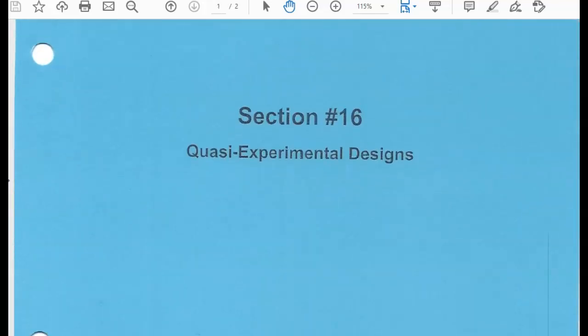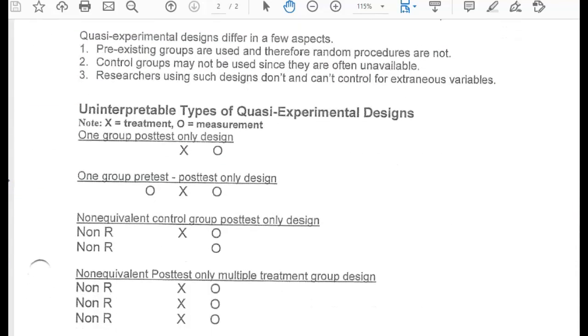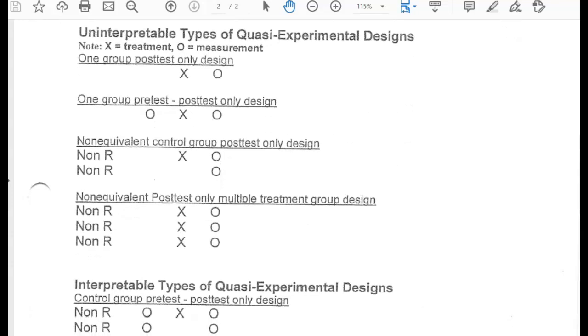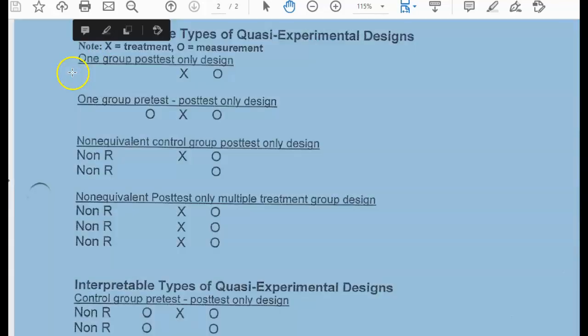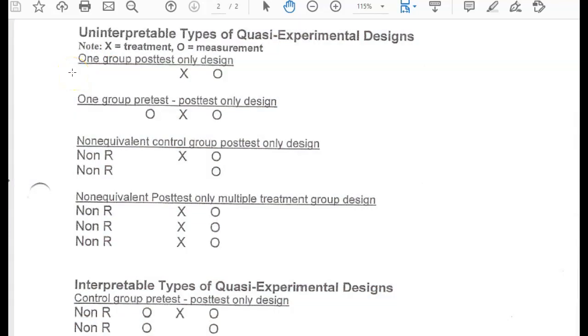So let's go through this just one more time. Quasi-experimental design. What is the problem? Well, there's three problems, and these uninterpretable ones have at least two, if not all three of those problems. And that is no randomness, no control group, and no comparison group, or no pretest. See, I'm getting a little ahead of myself. The first one here is one group, post-test only. There's no pretest, no randomness, no control group.